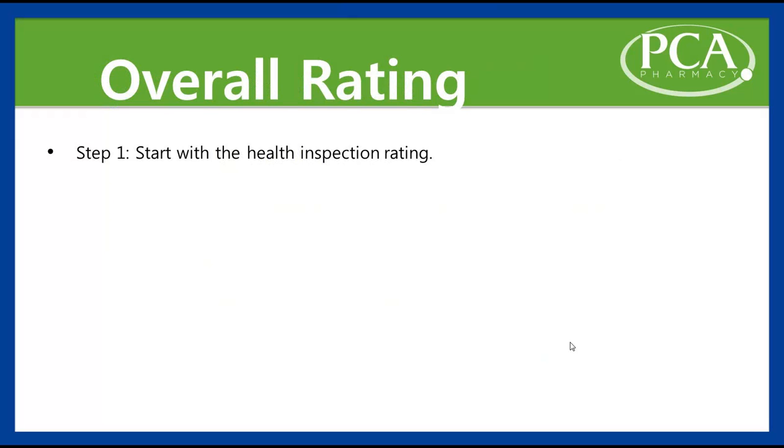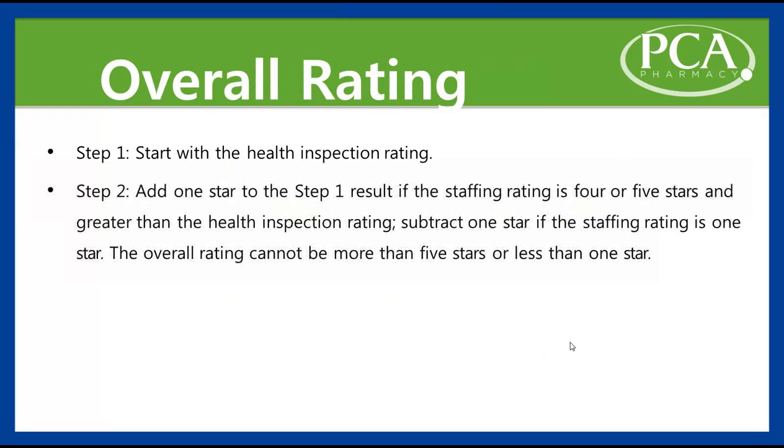The overall rating starts with the health inspection rating, which is converted into a number of stars. Then they look at the staffing rating stars and add a star if the staffing rating is 4 or 5 stars, but it also has to be greater than the health inspection rating. So if you have 4 stars on your health inspection rating and you get a 4-star on your staffing, then a star is not added because it has to be greater than. 1 star is subtracted if the staffing rating is only 1 star. The overall rating cannot be more than 5 stars or less than 1 star.